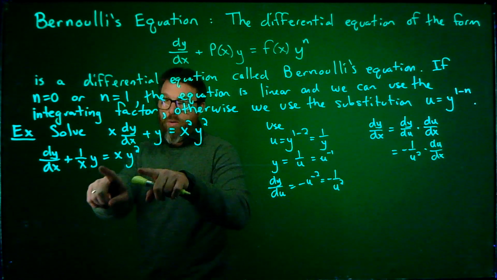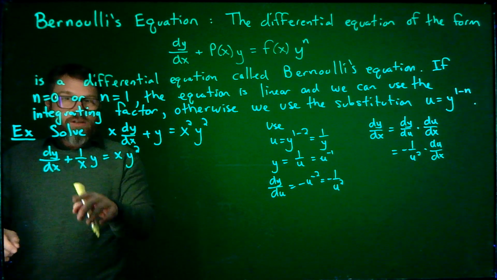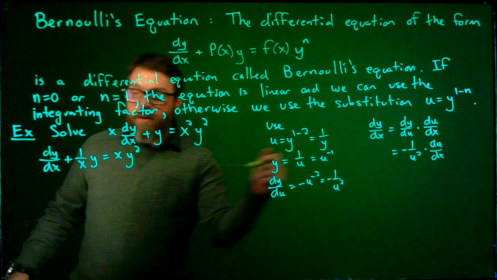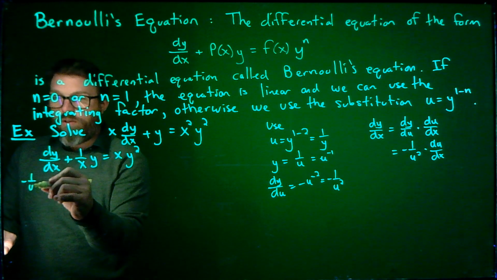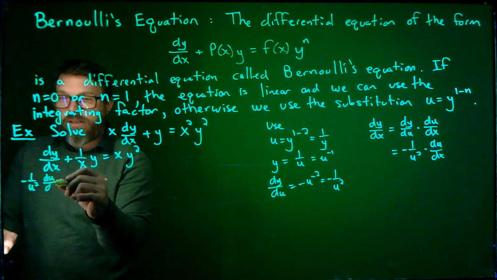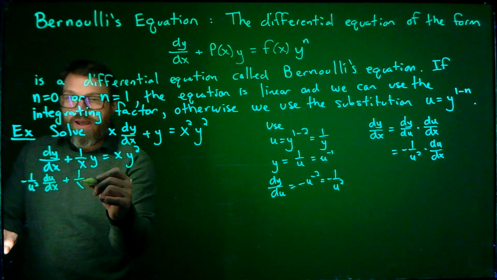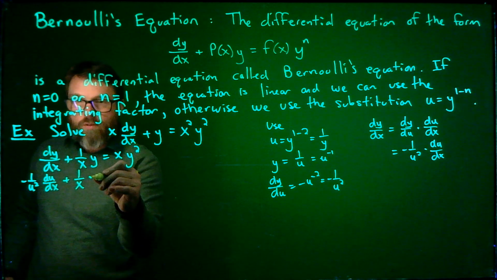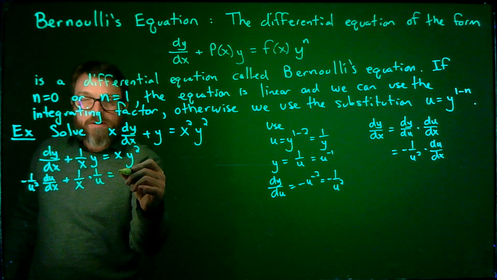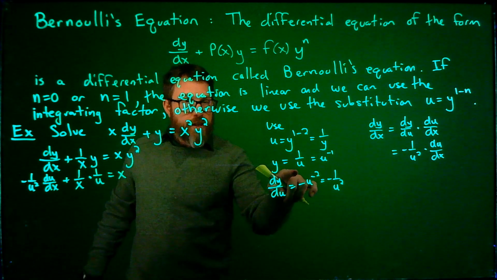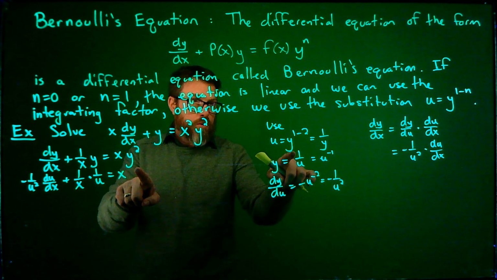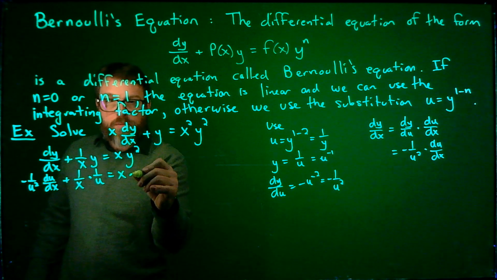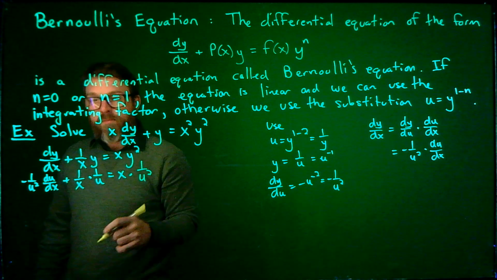So we're going to substitute our y's and our dy/dx's. dy/dx is this over here, so minus 1 over u squared du/dx plus 1 over x. Now y is equal to 1 over u, so times 1 over u. And this is going to be equal to x times this thing squared. So y squared is 1 squared, which is 1, over u squared, so this is going to be times 1 over u squared.